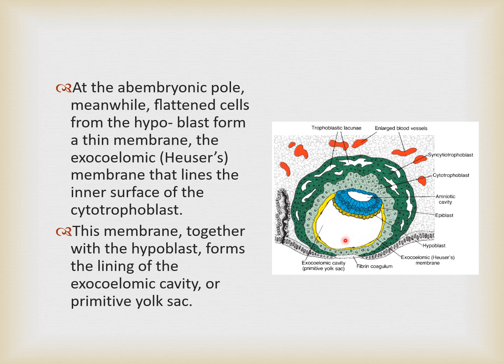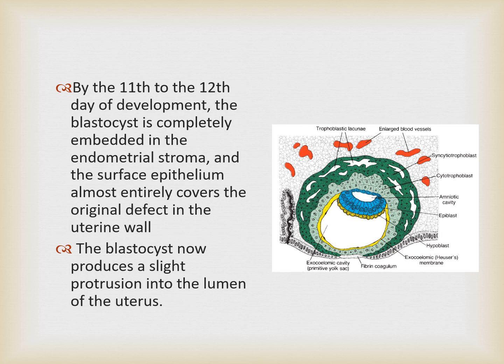Now there is a cavity here, and this is known as the exocoelomic cavity or the primitive yolk sac. See, this is the primitive yolk sac. This is known as the primitive yolk sac because later on with further development there will be the formation of a secondary yolk sac. Now with hypoblast cells on the top and surrounding exocoelomic membrane, the cavity is developed which is known as the exocoelomic cavity or the yolk sac.